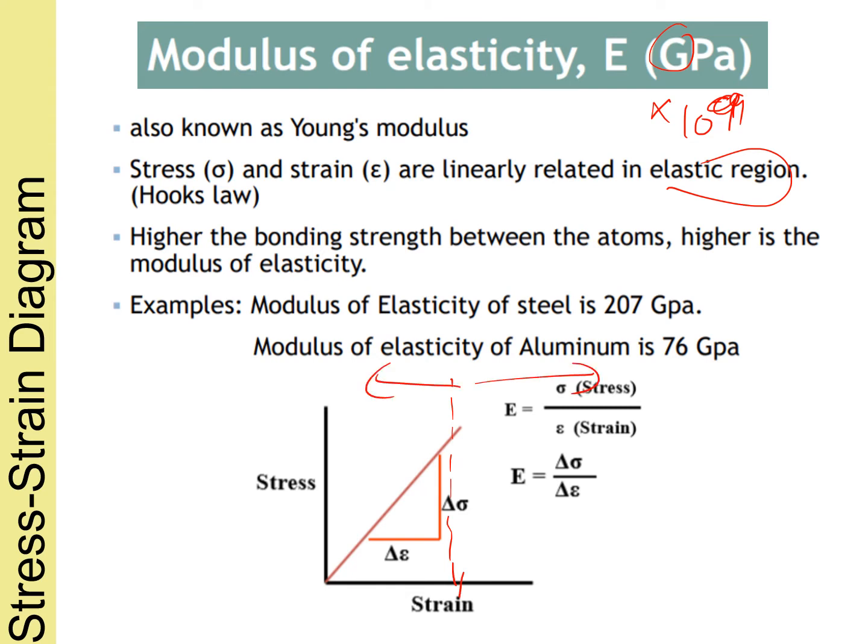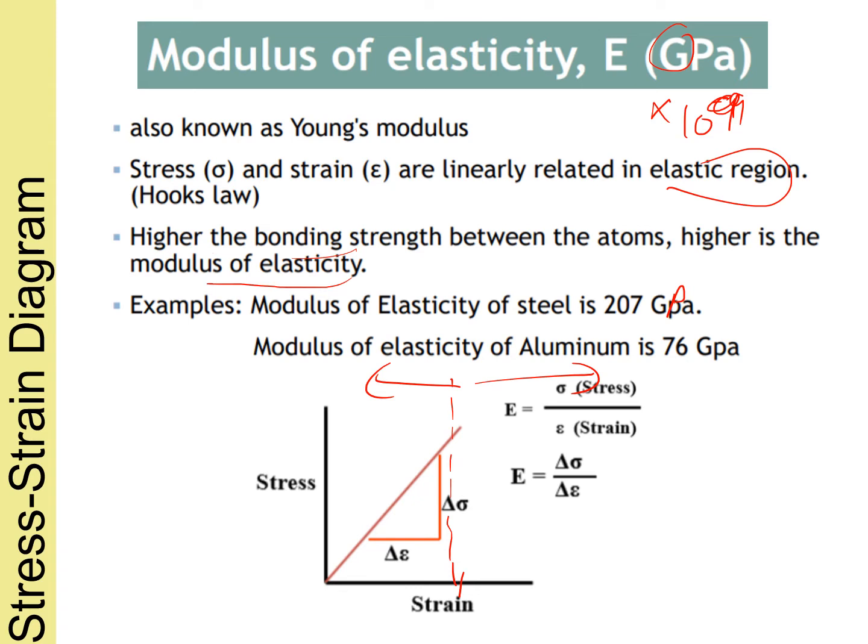Here, the higher the bonding strength between the atoms, the higher the modulus of elasticity. The stronger the atoms are held together, the harder it is for the bonds to be broken. For example, the modulus of elasticity of steel is 207 gigapascal, and the modulus of elasticity of aluminium is 76 gigapascal.